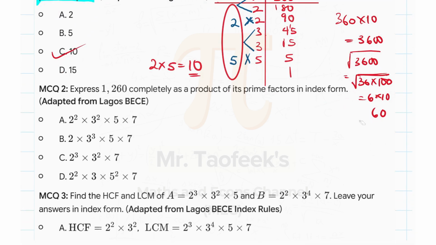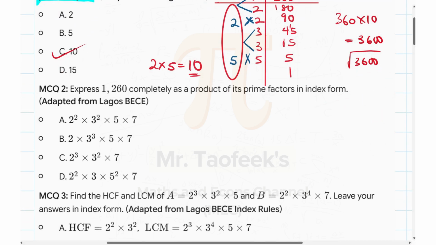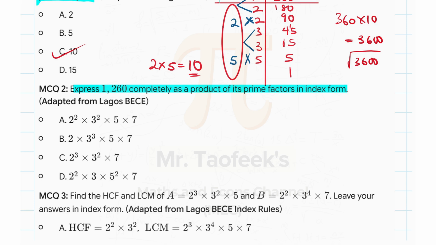So question number 2 says, express 1,260 completely as a product of its prime factors in index form. Okay, so this is a question that you must know how to do. You need to know how to do it. Are we together? So it's still the same thing.